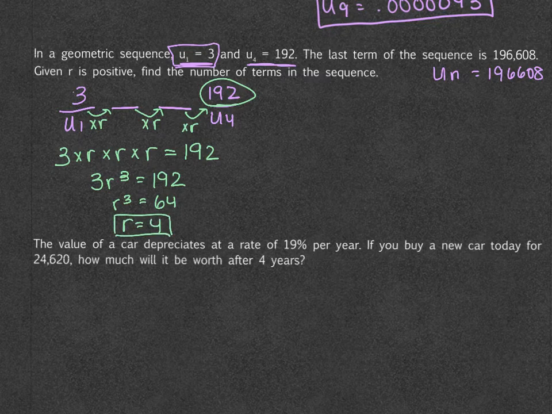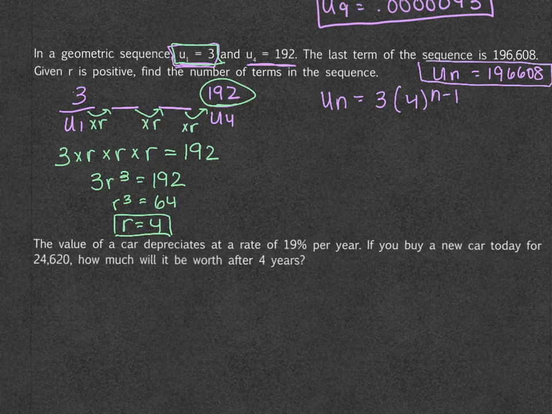So now I have r and I have u1, which means I can make my equation. So we're going to go ahead and do that. So u sub n would be 3 times 4 to the n minus 1. And now I can use this information that I gathered before to figure out what n would be equal to, which would be my last term. So u sub n is 196,608, which equals 3 times 4 to the n minus 1. And now I need to solve this equation for n.